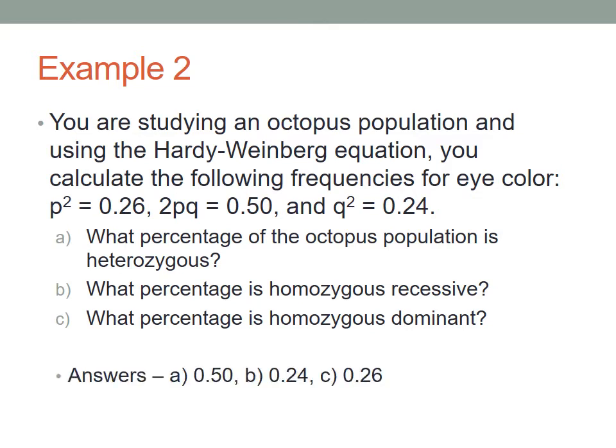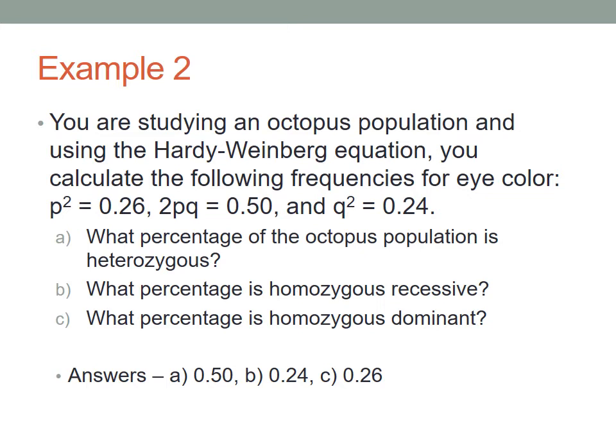The answers. What percentage is heterozygous? This is asking you, what is 2PQ? That 2PQ, remember, stands for heterozygous. So the percentage of the population that's heterozygous is 2PQ, so it's 0.50. What percentage is homozygous recessive? Hopefully you remember that homozygous recessive is Q squared. So the percentage that's homozygous recessive is Q squared, which is 0.24.